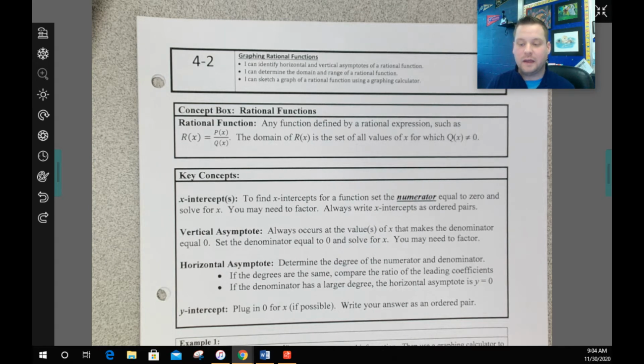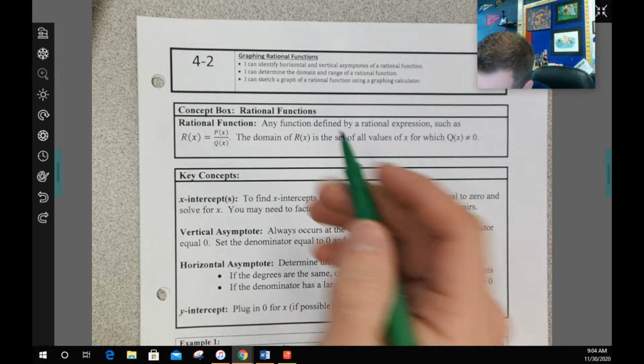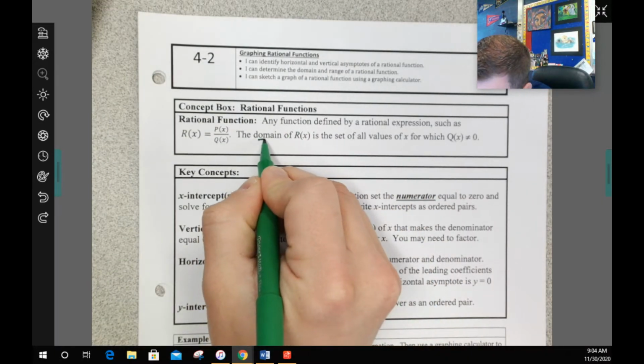Alright, so today we're going to look at section 4.2, which we're continuing to work with rational functions. We're going to continue graphing them, but they're going to get a little more intense today. So, first off, we have the definition of a rational function. Really, today we're going to have a polynomial over another polynomial, so things are going to get intense. Our domain is the big takeaway from this box.